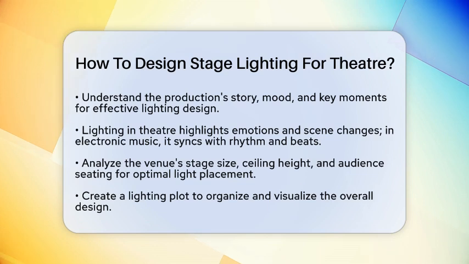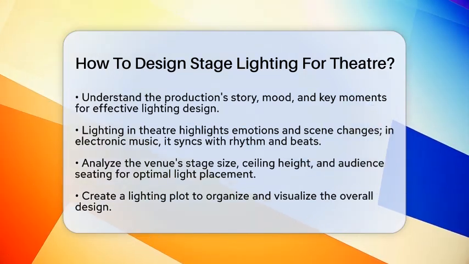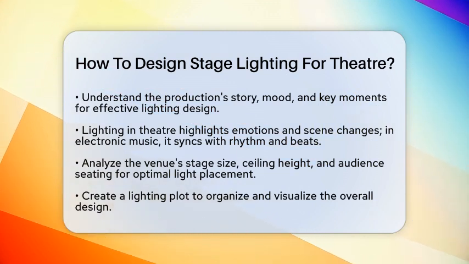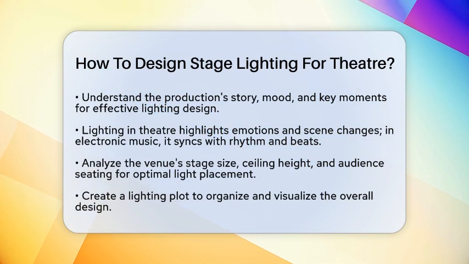First, understanding the production is key. You need to know the show's story, mood, and important moments. In theater, lighting helps tell the story by highlighting emotions and scene changes. For electronic music, it's all about syncing with the rhythm and beats to create an engaging atmosphere.